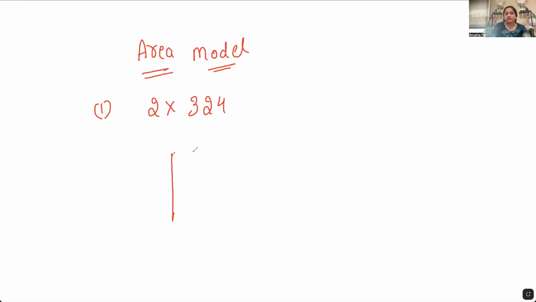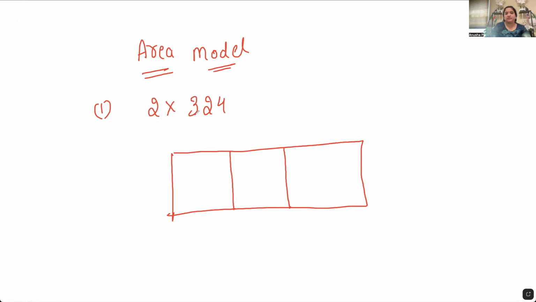Three-digit number, right? So we will make the big box into three boxes because it's a three-digit number. 324 is 300 plus 20 plus 4. In place values, 324 is 300 plus 20 plus 4. We are multiplying it by 2. 300 times 2 is 2 times 3 is 6, and then we have two zeros, so it is 600. 20 times 2. 2 times 2 is 4, and then 1 0. 2 times 4 is 8.